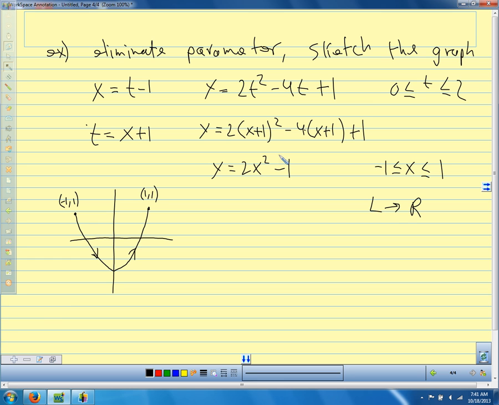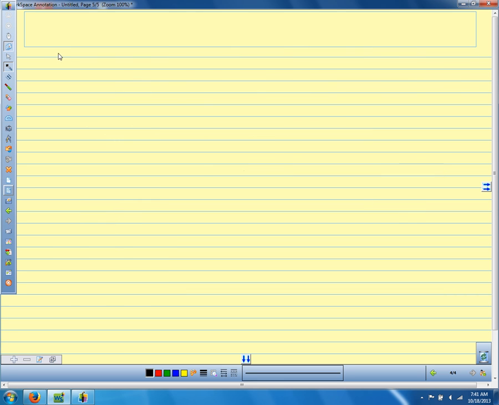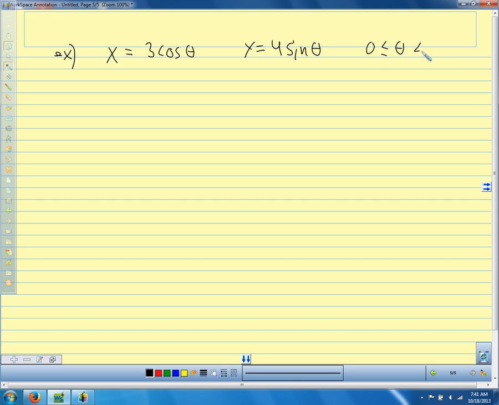All right, let's look at another kind of curve. Same thing. We want to eliminate the parameter and sketch the graph. x equals 3 cosine theta, y equals 4 sine theta, 0 less than or equal to theta, less than or equal to 2 pi. So we want to eliminate the parameter. Anybody have an idea of what we're going to do here?